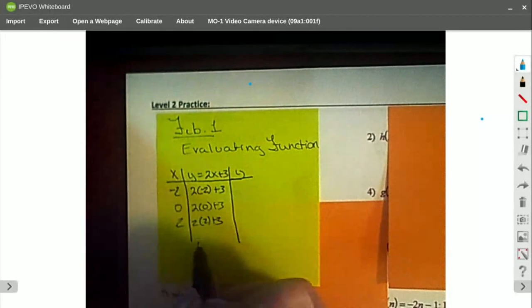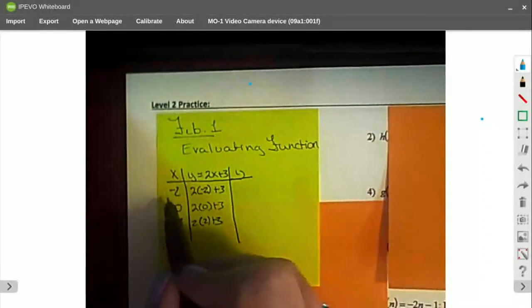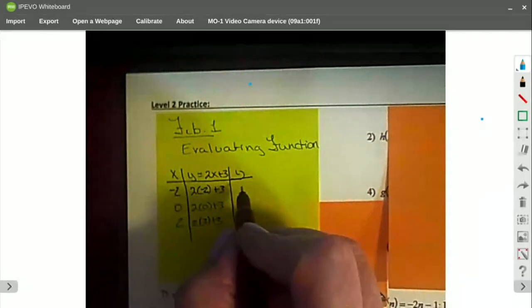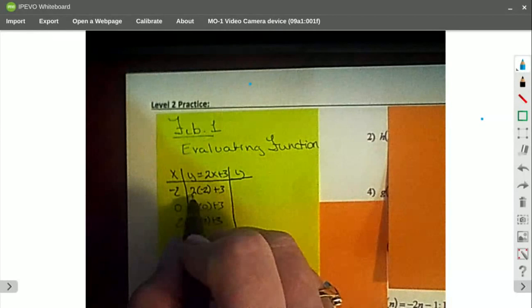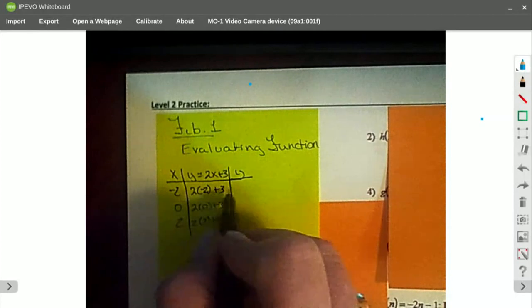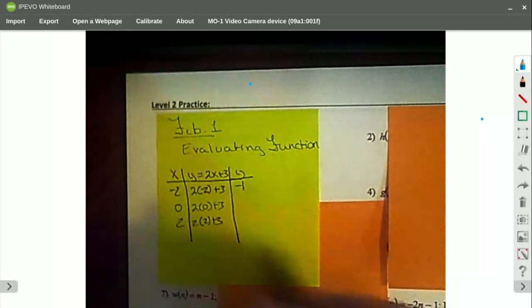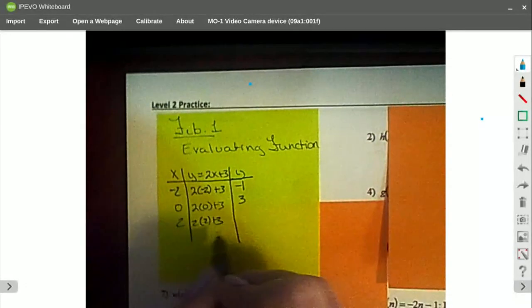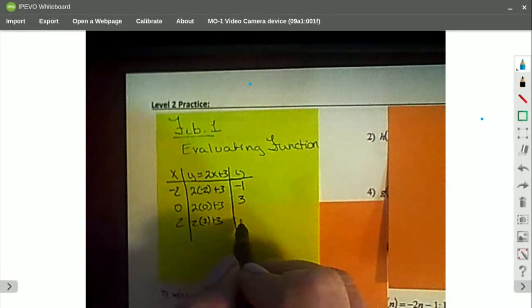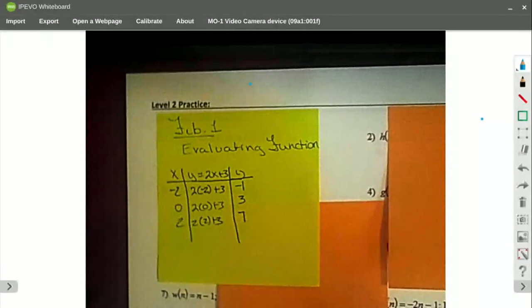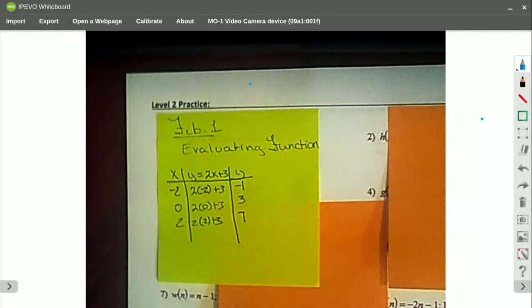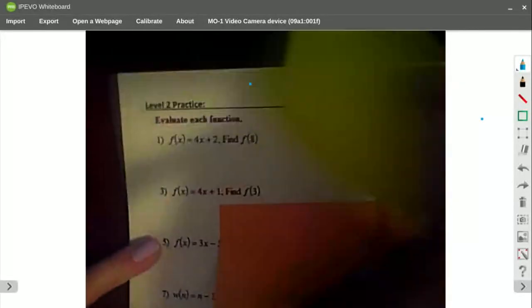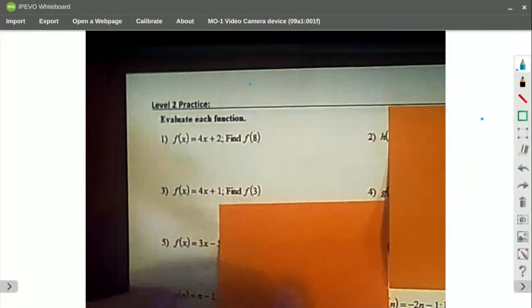Because that's what y is equal to, 2 times the x. So if the x is -2, then it's 2 times -2. Let's see, 2 times -2 is -4, plus 3 is -1. 2 times 0 is 0, plus 3, that's a 3. 2 times 2 is 4, plus 3, that's a 7, right? Okay, so we're doing this again, except it's going to look a little bit different.